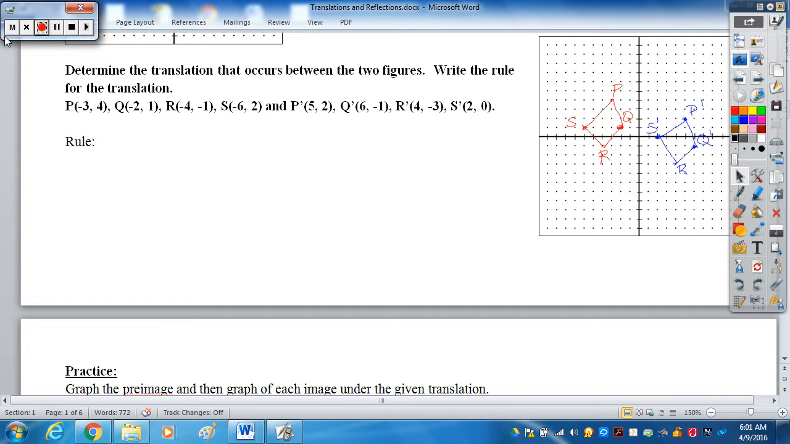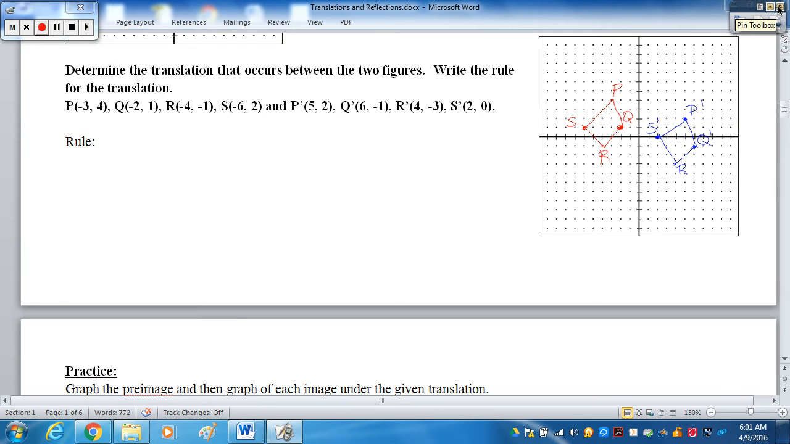All right, so I know that this problem is a little bit different than the last one. Hopefully you at least were able to get this all graphed out for yourself. But here's what I want you to see. In order to figure out how far a figure has been translated and in what direction, you need to have the two figures labeled out. Now remember, this right here is the pre-image. This right here is the image.